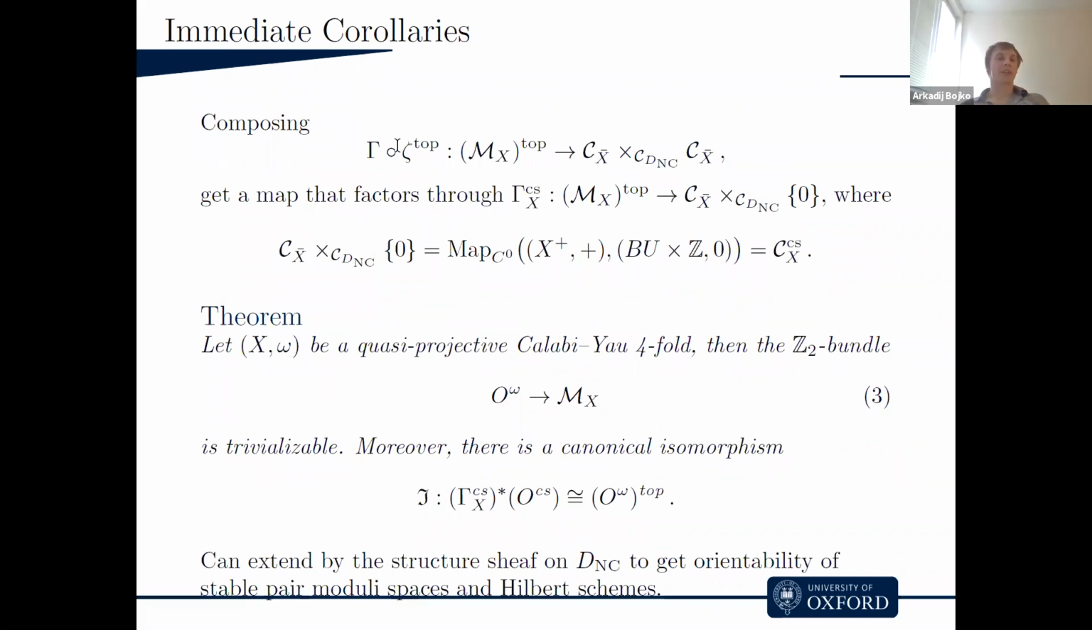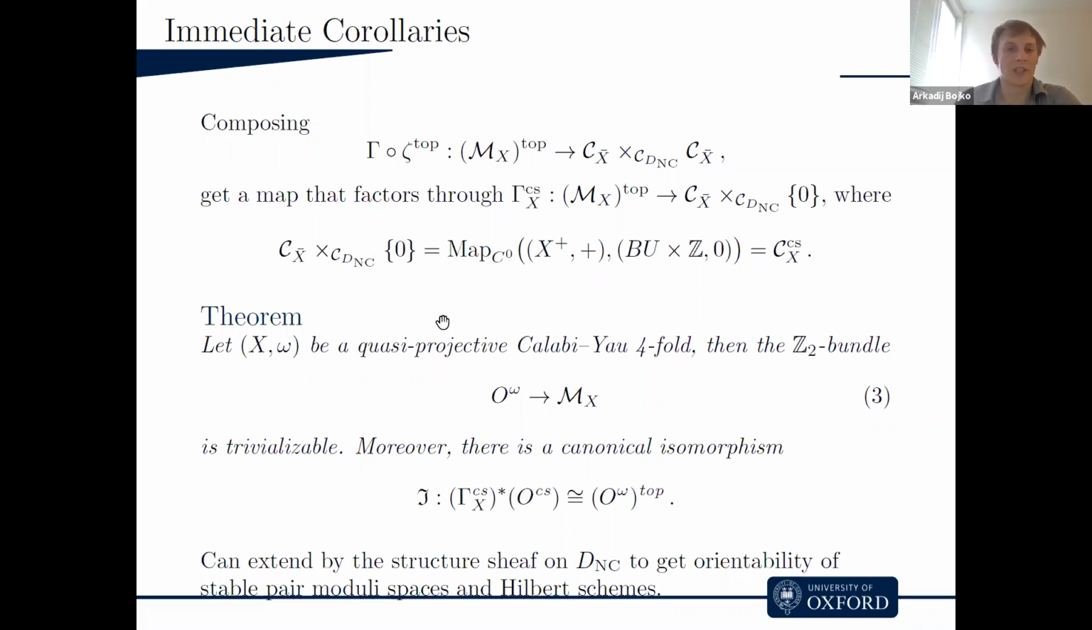Now, some immediate corollaries of this are that the map, so I had the inclusion zeta from MX into this product stack, and I had gamma, the map from the product stack into the K-theory space. And the composition of these factors through this space, which is really just something where 0 sits in the second component. And this space is really just a topological space classifying the compactly supported K theory on the non-compact Calabi-Yau fourfold.